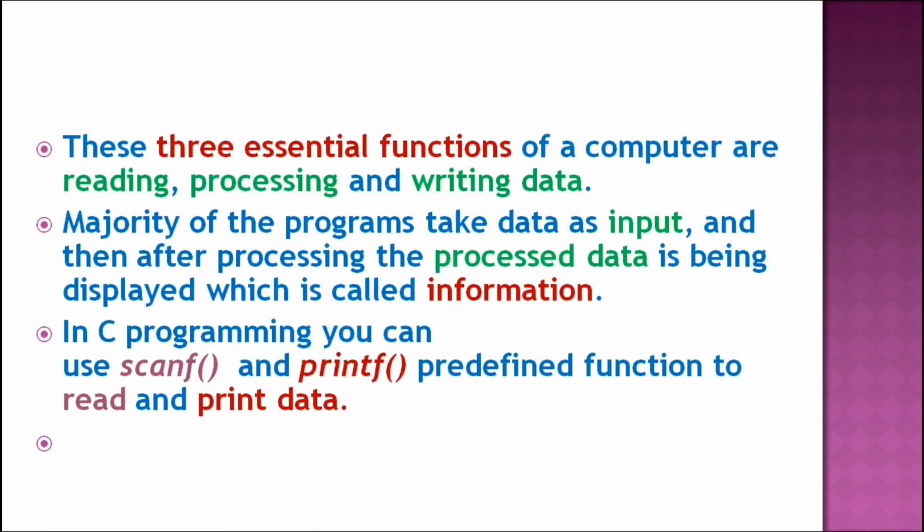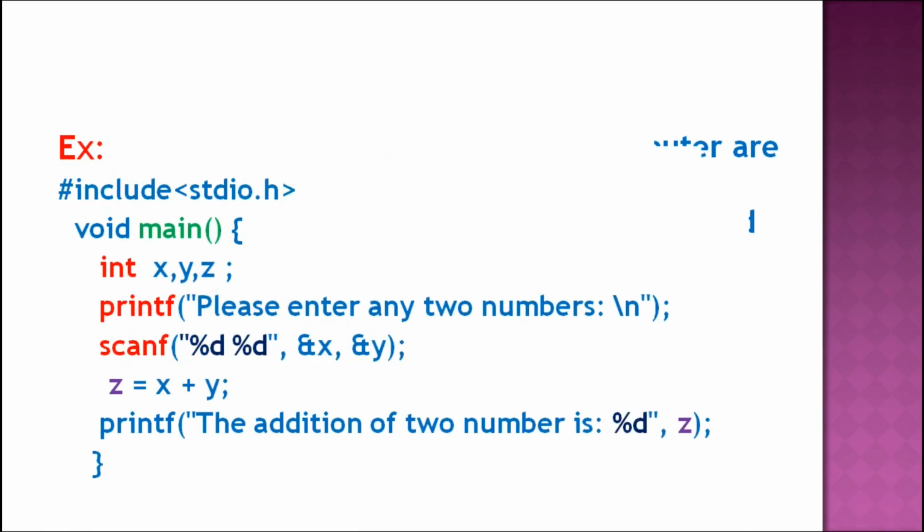Here there are three essential functions of the computer: reading, processing and writing data. The majority of programs take data as input, and after processing, the data is displayed, which is called information. In C programming you can use the predefined scanf function and printf function. To read we use scanf, and printf we use to print the data.